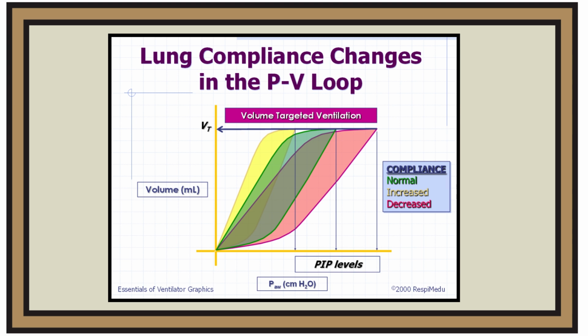A shift of the curve to the right of the pressure volume loop indicates decreased lung compliance. A shift to the left is associated with increased compliance. Observe the pressure required to deliver the same tidal volume in the three graphics.